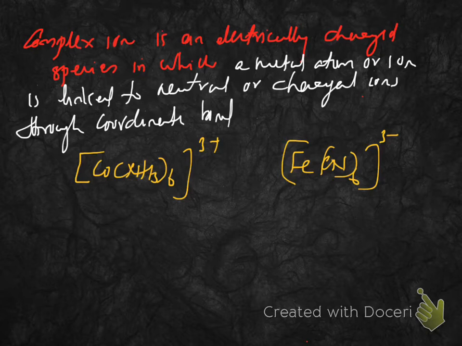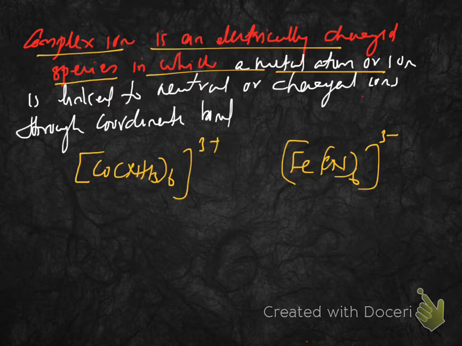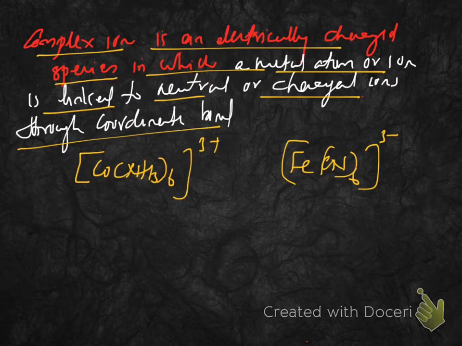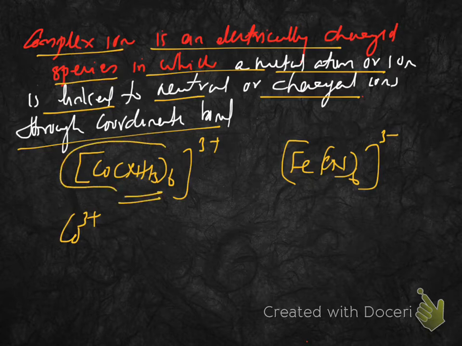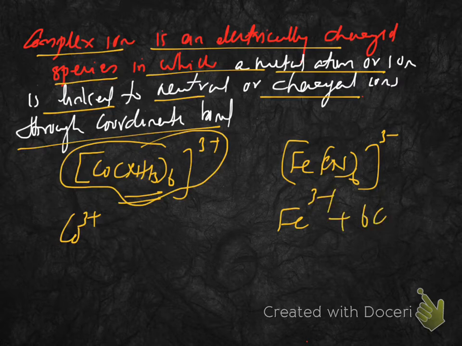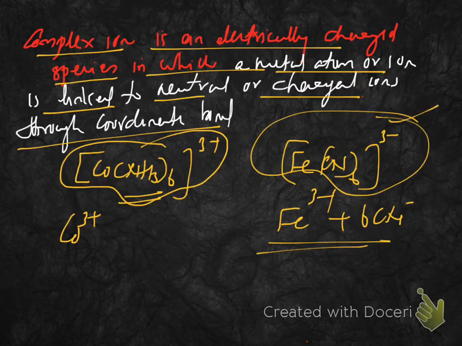dissociation in water. A complex ion is an electrically charged species in which a neutral atom or ion is linked to neutral or charged ions through coordinate bonds. Co3+, a charged ion, when combined with neutral ammonia molecules, gives a charged complex. In the same way, the Fe3+ ion, when combined with six CN- ligands, gives this complex. One is anionic and the other is cationic, since one is positively charged and the other is negatively charged.